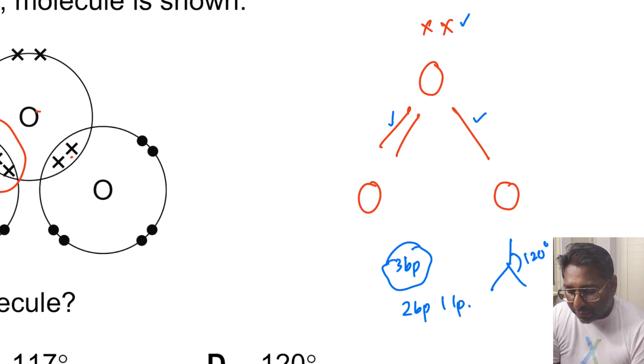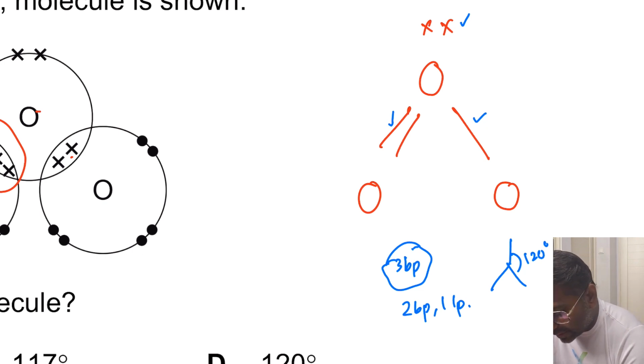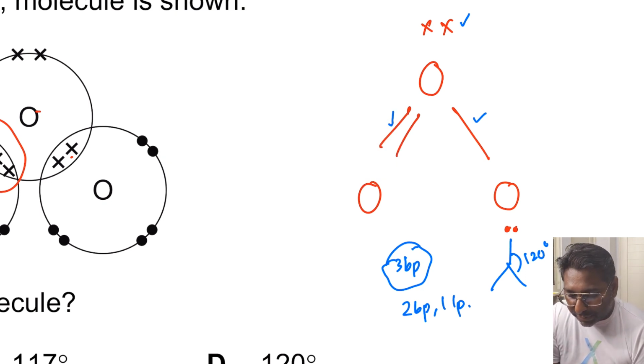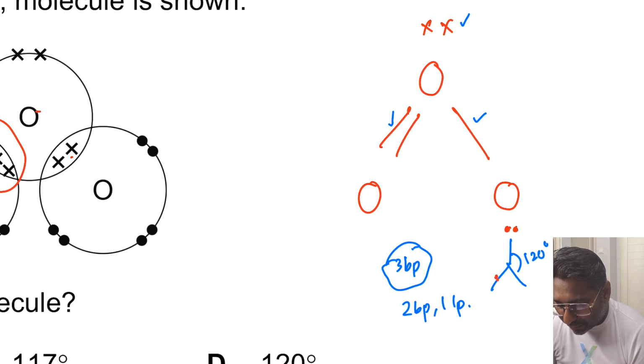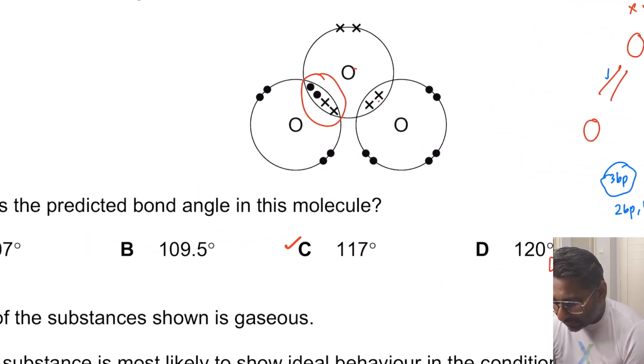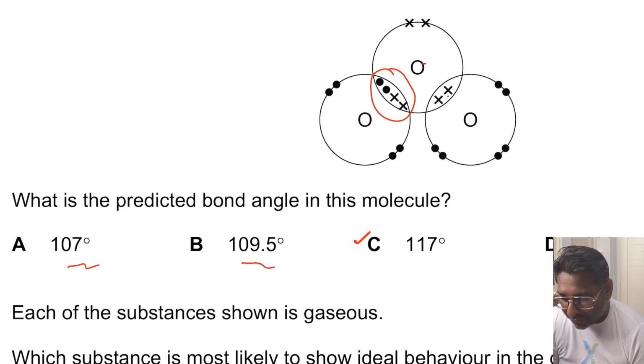Roughly, if you have 1 lone pair over there, when this is replaced by 1 lone pair, what happens? The repulsion between the bonding pair and the lone pair will be greater compared to bonding pair and bonding pair. So this particular part will become more than 120, making the bond angle over here less than 120. So definitely it's not going to be 120, it will be less than 120. But there are 3 answers over here with less than 120. Which one should we choose?